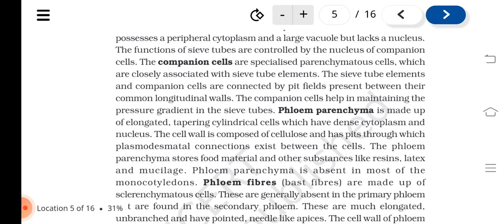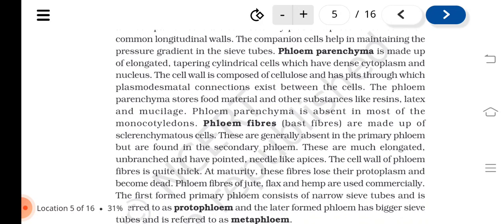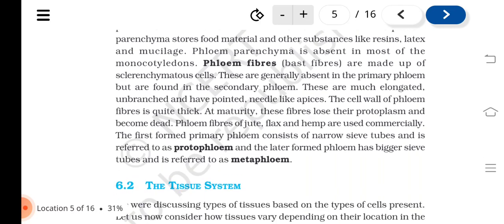Phloem parenchyma is made up of elongated, tapering cylindrical cells which have dense cytoplasm and nucleus. The cell wall is composed of cellulose and has pits through which plasmodesmatal connections exist between the cells. The phloem parenchyma stores food materials and other substances like resins, latex, and mucilage. Phloem parenchyma is absent in most of the monocotyledons.